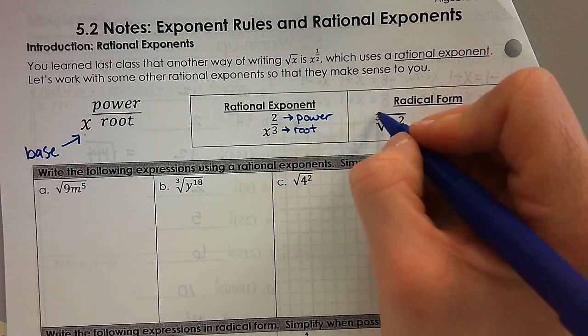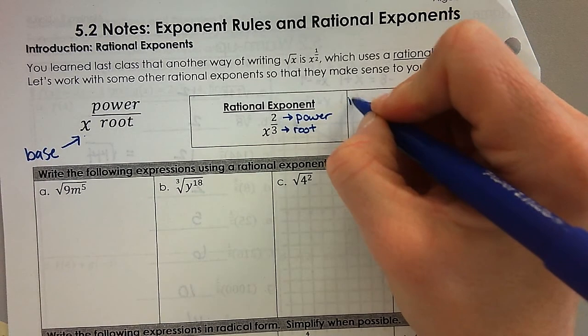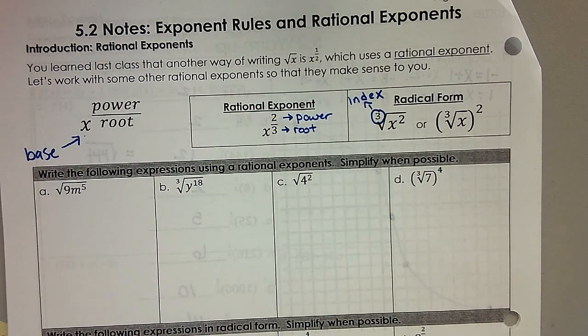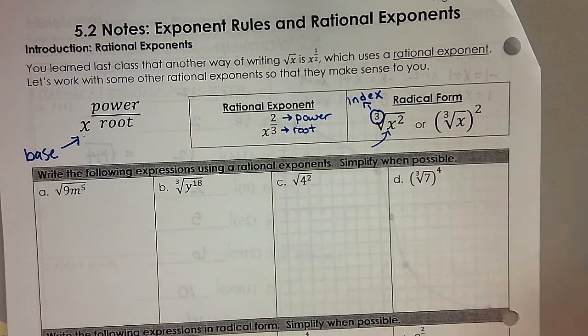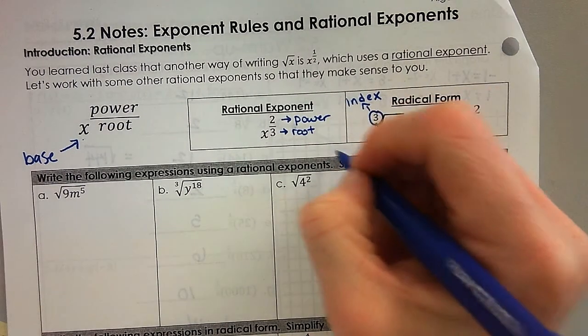Now, looking in radical form, do we know what this is called? Owen? It is the index. Nice. Do we know what the value inside is called? No, a quotient is a division problem. The symbol is called the radical. The value inside is called the radicand.